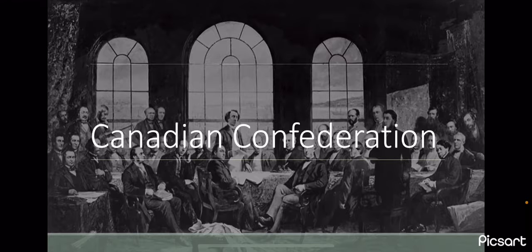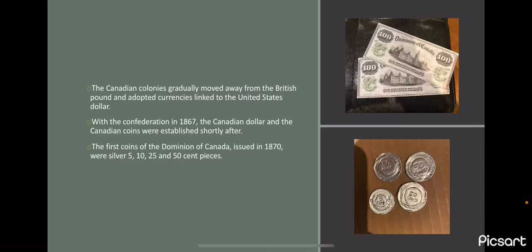Canadian Confederation. The Canadian colonies gradually moved away from the British pound and adopted currencies linked to the United States dollar. With the Confederation in 1867, the Canadian dollar and Canadian coins were established shortly after. The first coins of the Dominion of Canada, issued in 1870, were silver 5, 10, 25, and 50-cent pieces. Bronze cents were added in 1876.